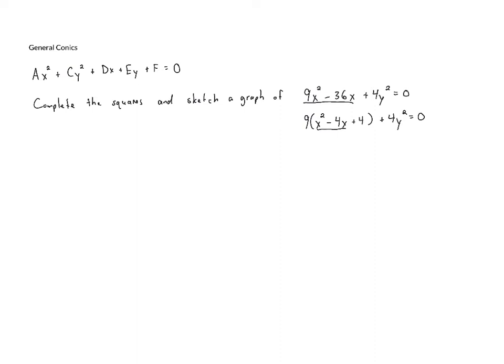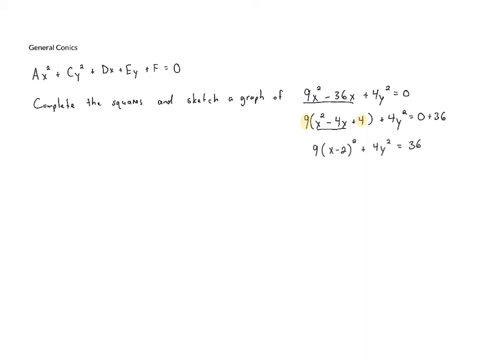But we need to recognize what we've really added here is 4 times 9, which is 36. So we've added 36 to the left-hand side. To balance this equation, we're going to also have to add 36 to the right-hand side. So on the left-hand side now, we can factor this perfect square trinomial. This gives us 9 times the quantity x minus 2 squared plus 4y squared equals 36.